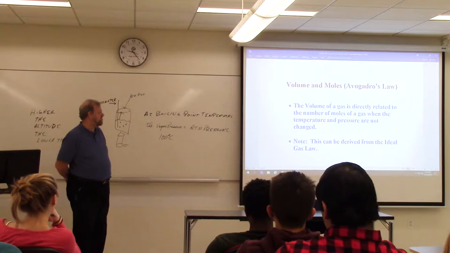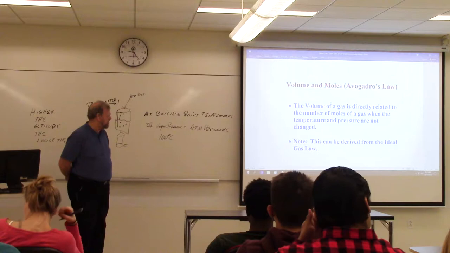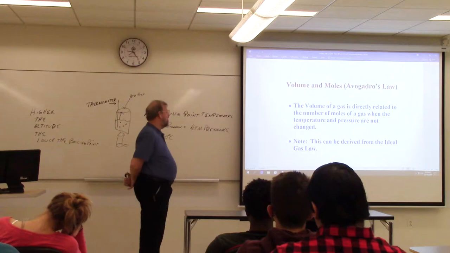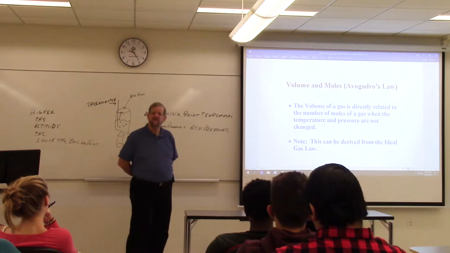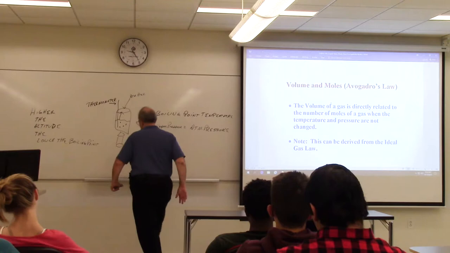Avogadro's number. Why did Avogadro get honored with the number 6.02 times 10 to the 23rd? Because it deals with moles. And Avogadro did very important, groundbreaking research, I think in the 1800s, dealing with gases, how much, and the concept of moles. And what he found was the volume of a gas is directly related to the number of moles of a gas when the temperature and pressure are not changed. So he was able to find a relationship between the volume of a gas and moles, how many molecules. And this can be derived by the ideal gas law, which I'll teach you later today. Not how to derive it, but it can be.